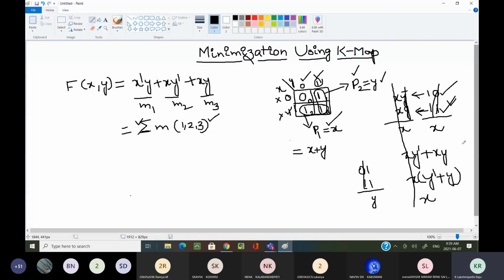Why have I written these things? Because it is a starting problem for your understanding's sake. After doing so many examples, you can understand it. No need to write all these steps. Directly by seeing the map, you can write the solution. If I simplify pair 1, I am getting x. If I simplify pair 2, I am getting y. The final expression is f of x comma y equal to x plus y. This is the minimized expression.